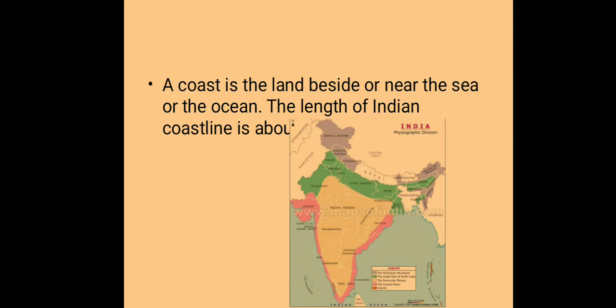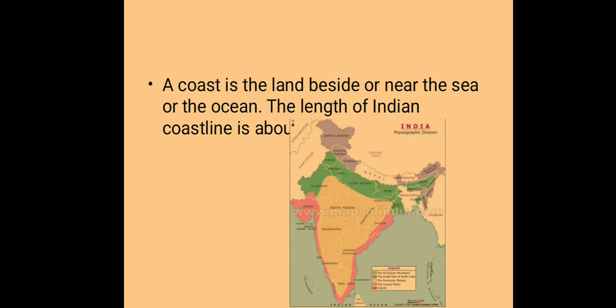So, as I told you, coast is an area near or beside the sea. Okay? And if we talk about India, the length of the Indian coastline is about 7,000 kilometers. And India has a beautiful coastline. And ये coastline जो है कहाँ stretch होती है? In the Indian Peninsula.